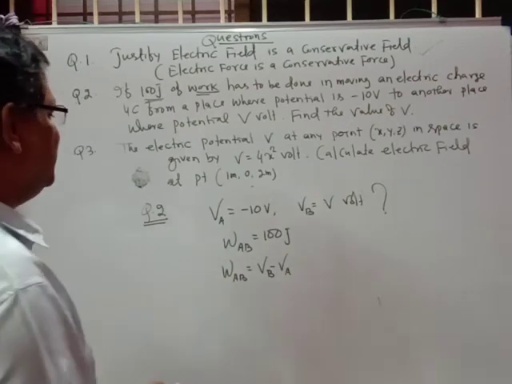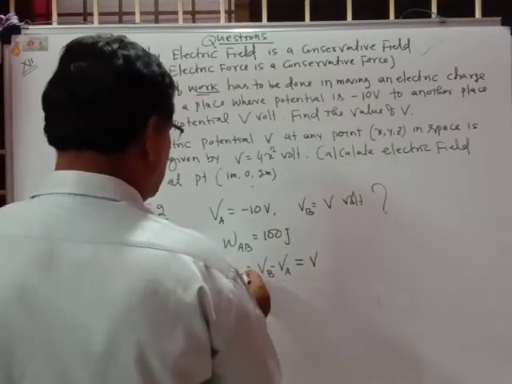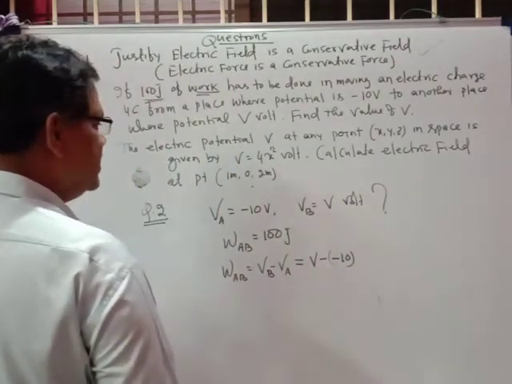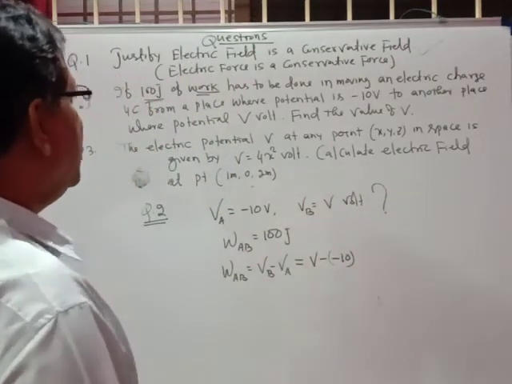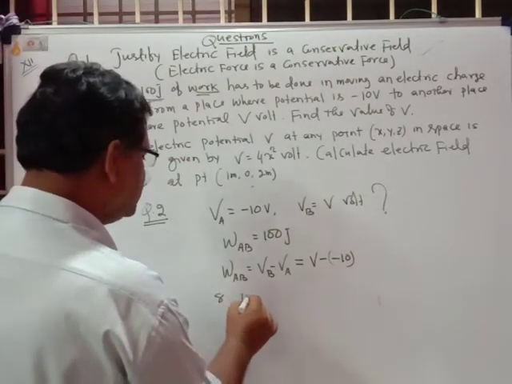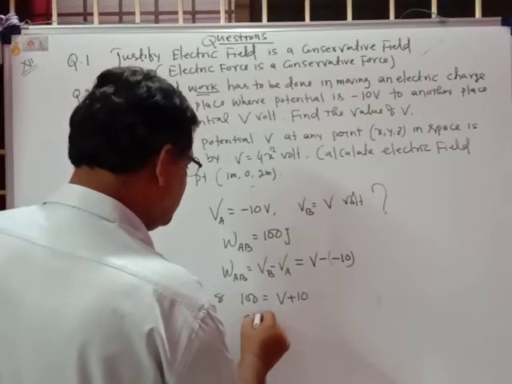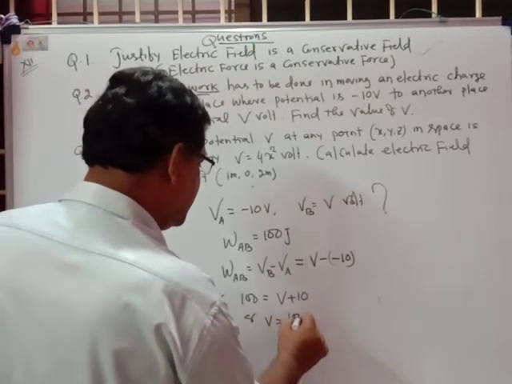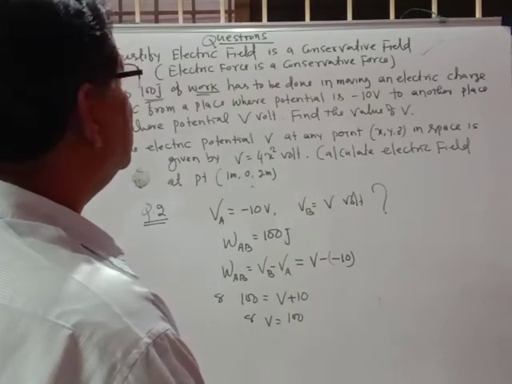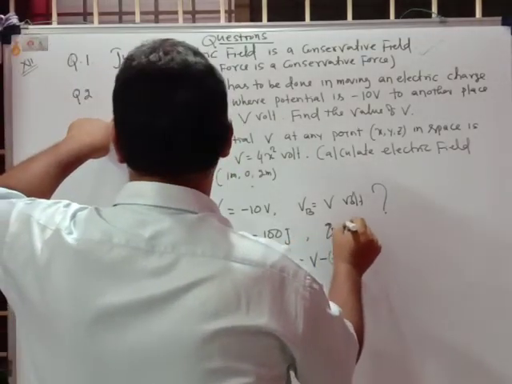WAB equal to VB minus VA. VB equal to V volt, and VA is minus 10 volt, so V minus of minus 10 volt. And WAB is given as 100 joule. Actually, the charge is also given here, Q naught equal to 4 coulomb.